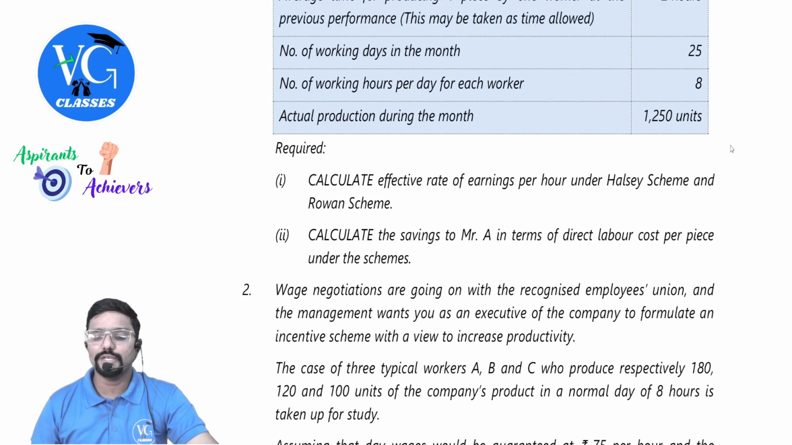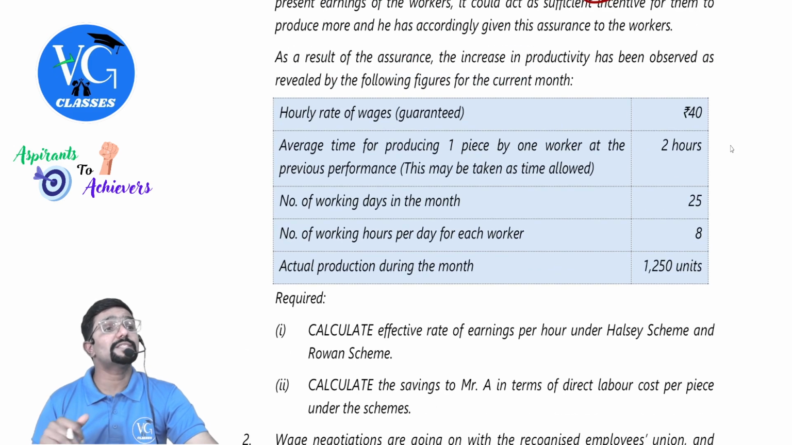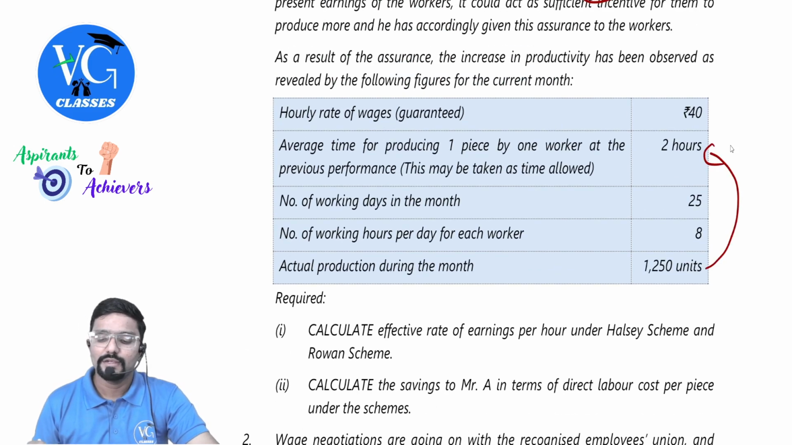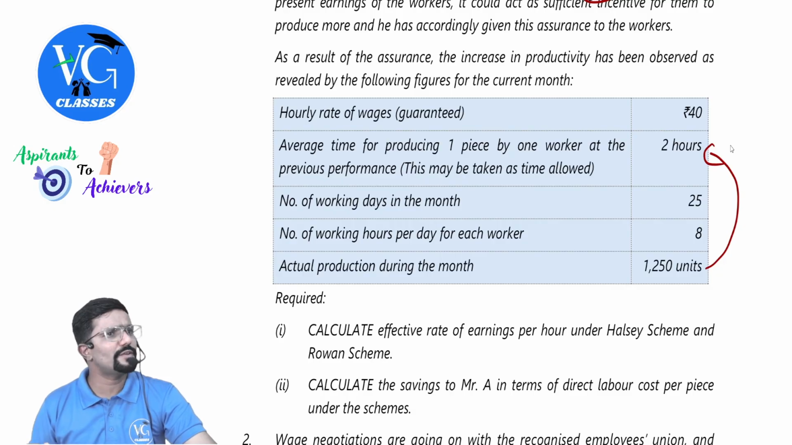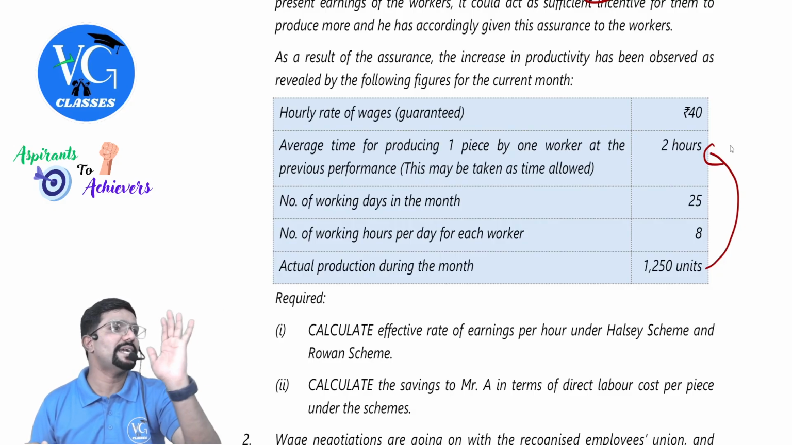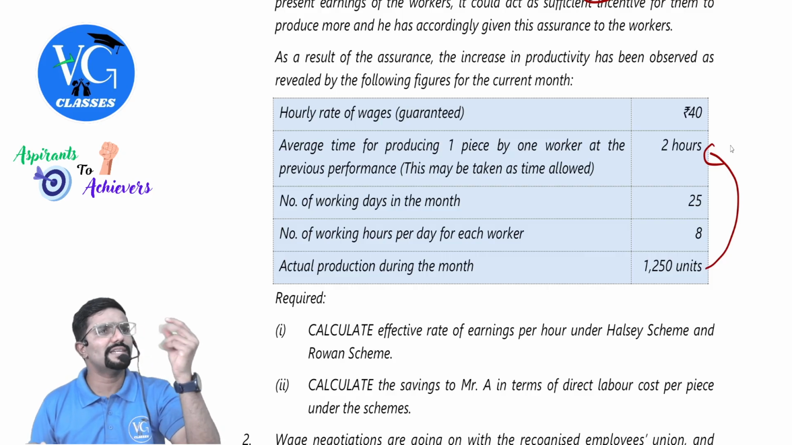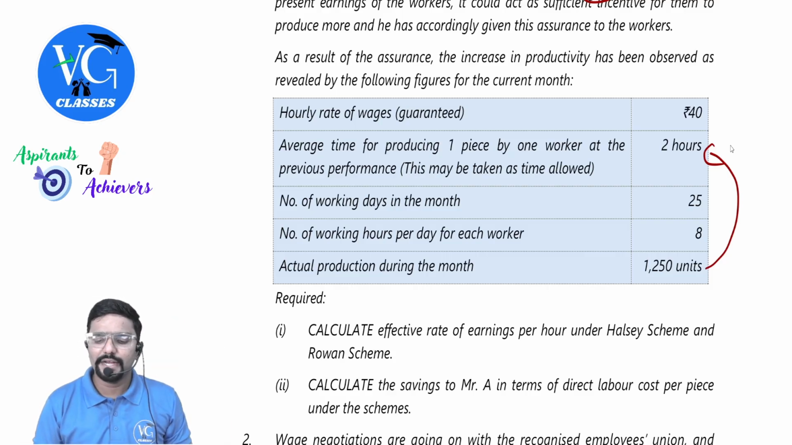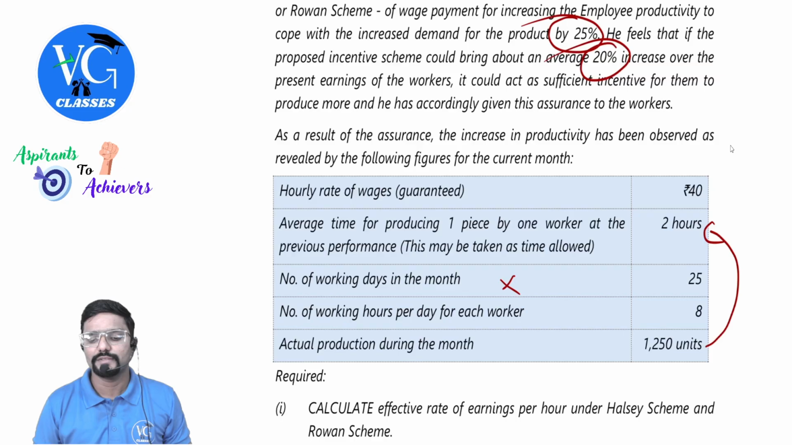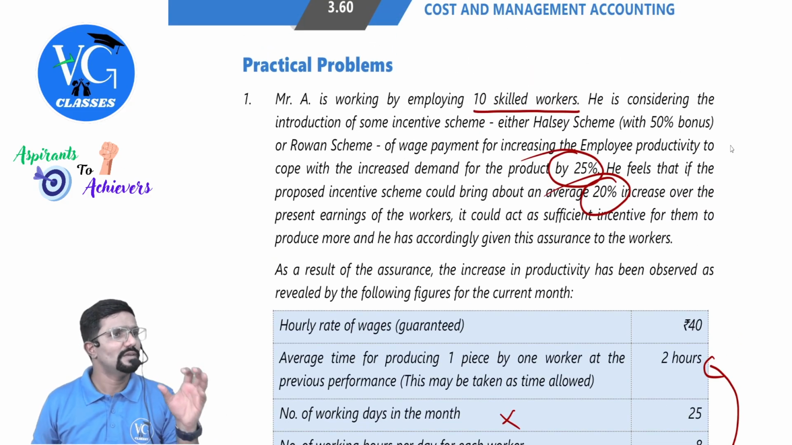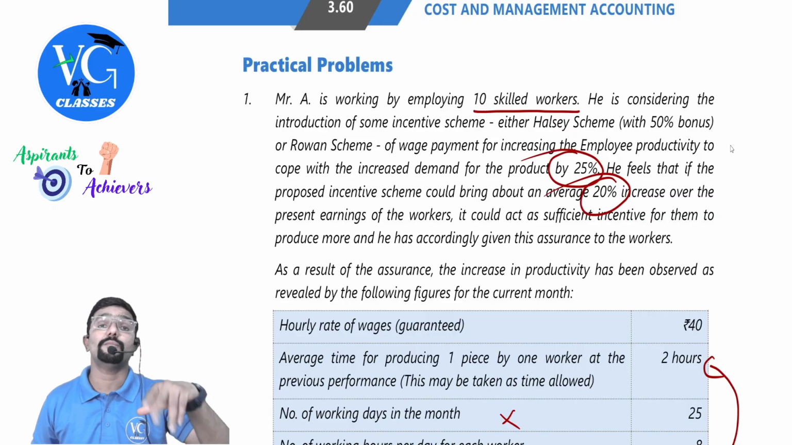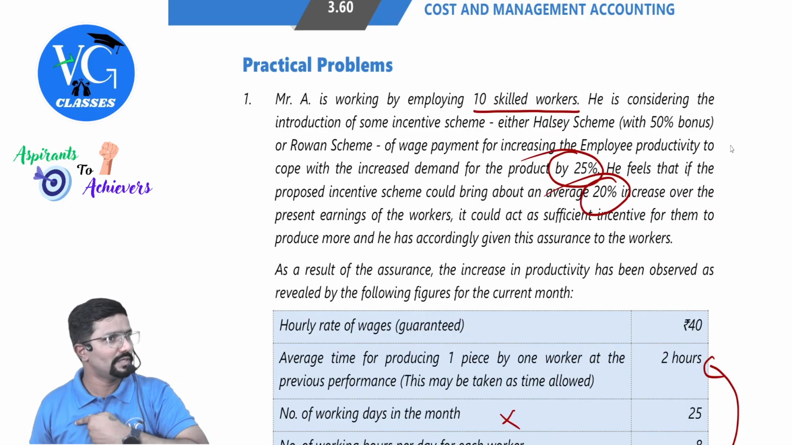Okay, guys, to produce 1250 units, how many hours they were supposed to take? 2 into 1250, 2500 hours. Yes, that is like standard hours. But actually, how many hours they have taken? We can calculate. Sir, 8 hours per day into 25 days. How many workers? 10 workers. So actually, how much time they have taken, we will calculate. How much they were supposed to take, we already know.